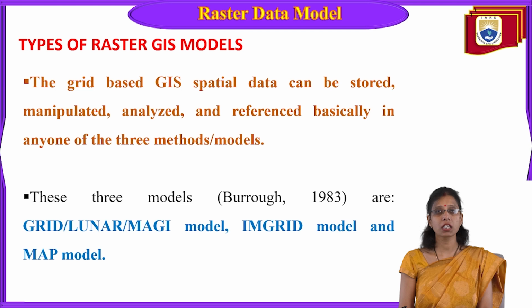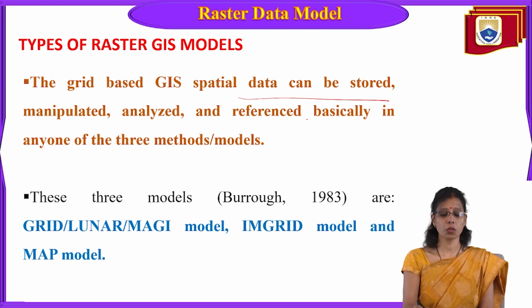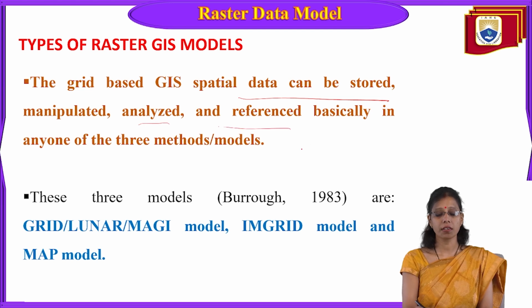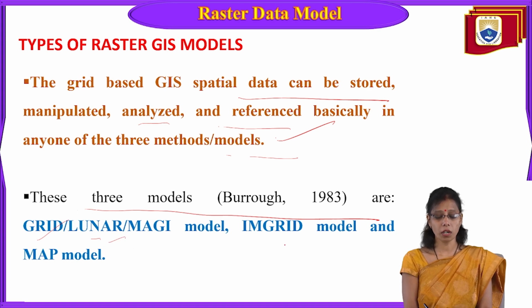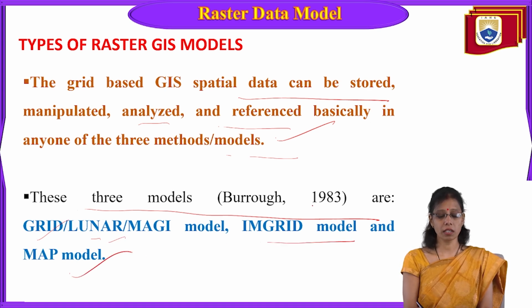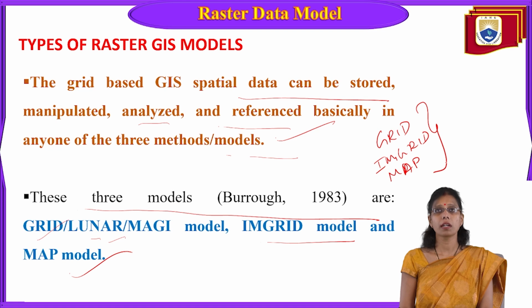Now, types of raster GIS models. The grid-based GIS spatial data can be stored, manipulated, analyzed and referenced in basically any one of 3 models: the grid model, the in-grid model, or the map model. These 3 are known as the raster GIS data models.